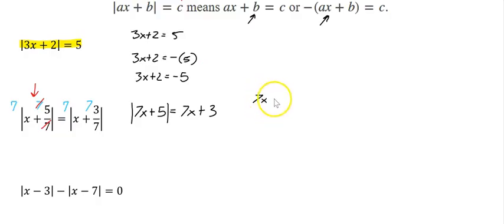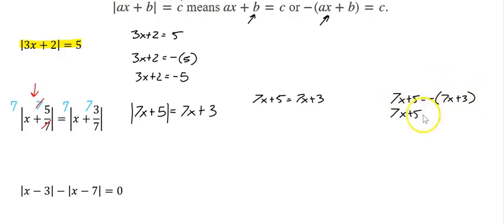So when I rewrite this, thinking about what I did right here, notice I have 7x plus 5 is all equal. Well, my positive way is going to be 7x plus 3. But then notice I rewrite it: 7x plus 5 is all equal to negative 7x plus 3. This one we can distribute that negative, and notice we get 7x plus 5 is equal to negative 7x minus 3. It is at this point that you're going to want to start solving everything.